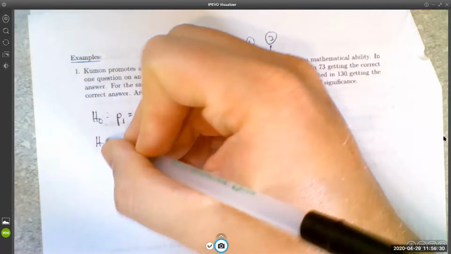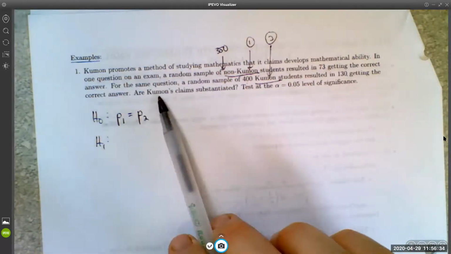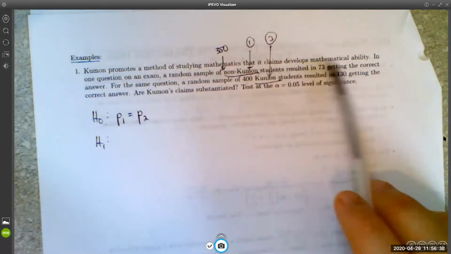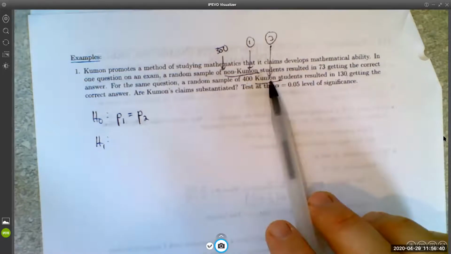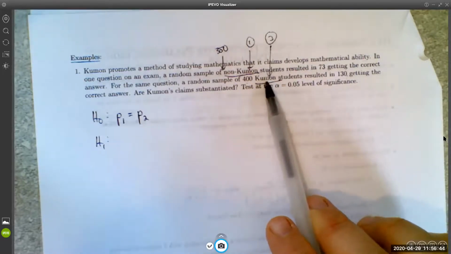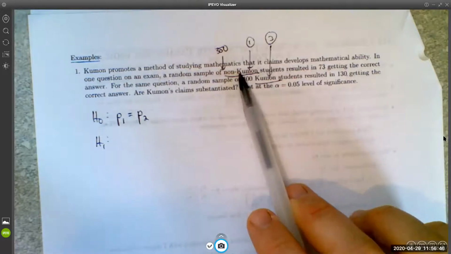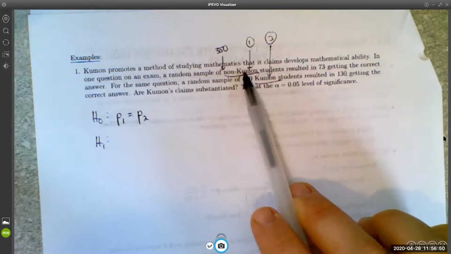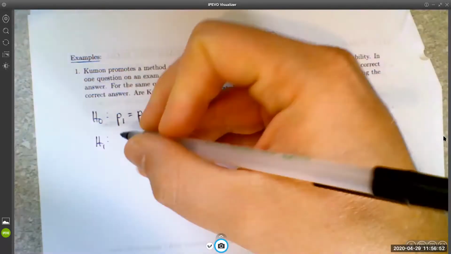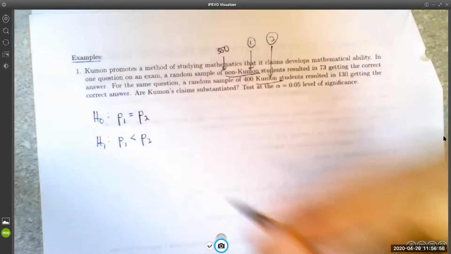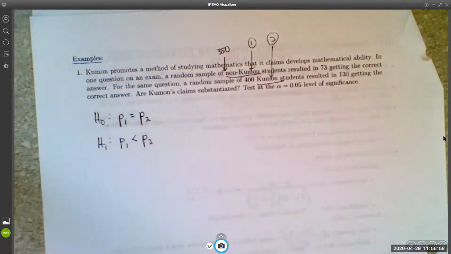The alternative then, well, we're trying to test Kumon's claims. And Kumon claims that it develops mathematical ability. So if that's true, we would expect the Kumon proportion to be greater than the non-Kumon proportion. So we would expect P2 to be greater than P1. Or in other words, P1 would be less than P2. Okay?